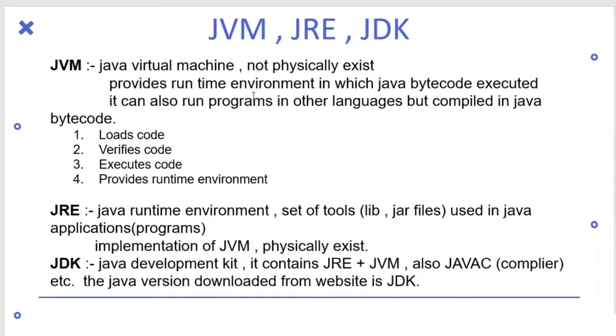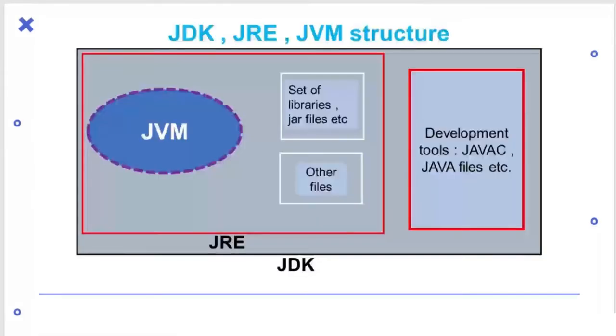JDK is the Java Development Kit. It contains JRE, JVM, the Java compiler, and the different Java versions, all the related files and everything. Let's see what the structure of that looks like, with JVM, JRE and JDK. The JDK is the superset, or we can say the union, of JRE and JVM.